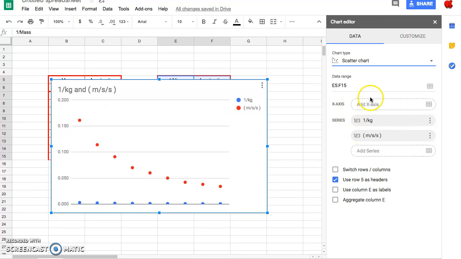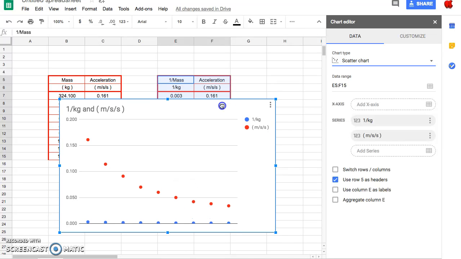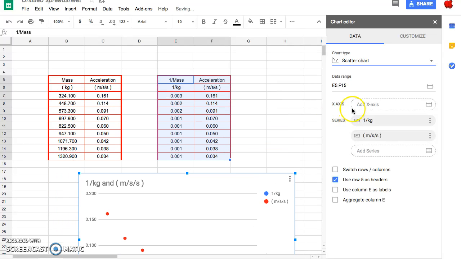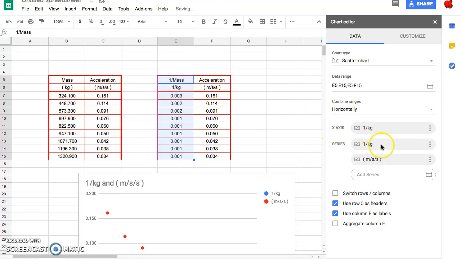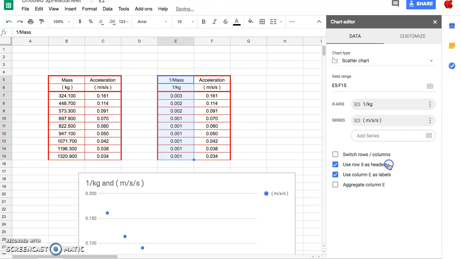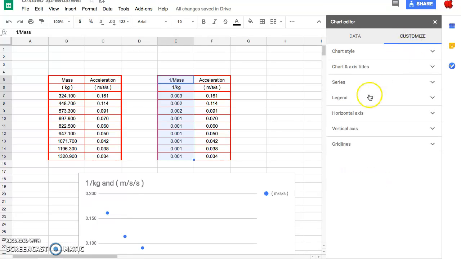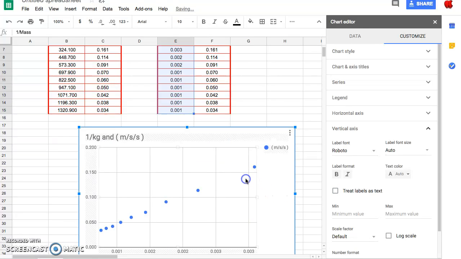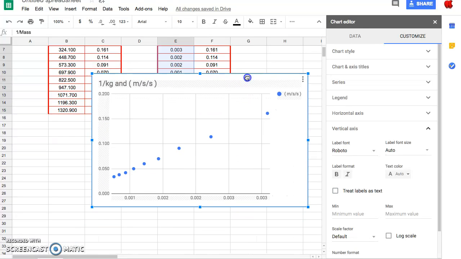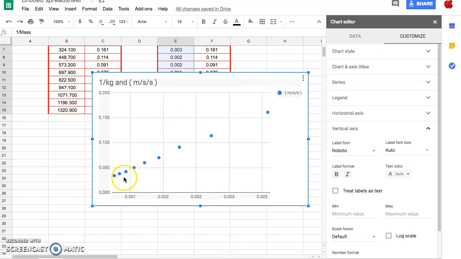I don't have an x-axis, so to help things along, I'm going to move this graph down a little bit. And right here where it says x-axis, I'm going to highlight the data in my x-axis and hit OK. And then on my series, that's my y-axis, I'm going to remove the one that's there, and it says meters per second squared. So that looks right. I'm going to go to Customize, go to Vertical Axis, and make sure I uncheck this box. And when I do that, you'll see the data now, when we plot acceleration versus 1 over the mass, we get a straight line.